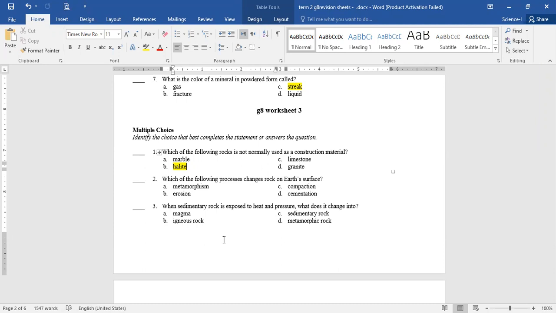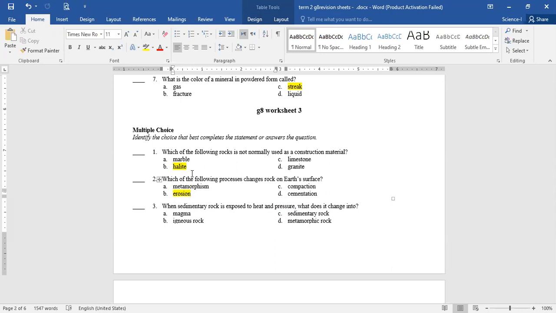So question number 2, which of the following processes change a rock on Earth's surface? Okay, so which of these processes could happen on the Earth's surface and change rock? Yes, Nano? Erosion. Erosion, good. Okay, so erosion means the removing of the upper layer of the rocks. After weathering, the small sediments will be eroded, that means they are going to be moved from one place to another.